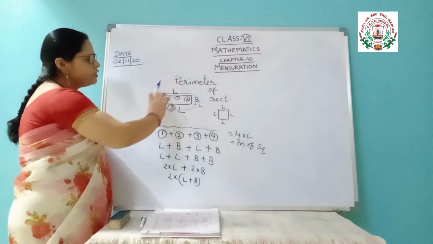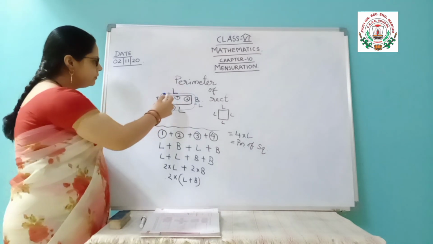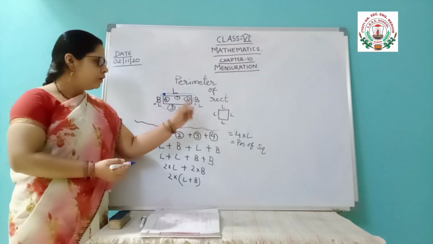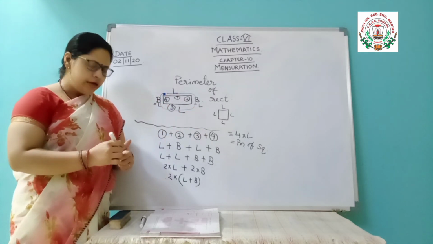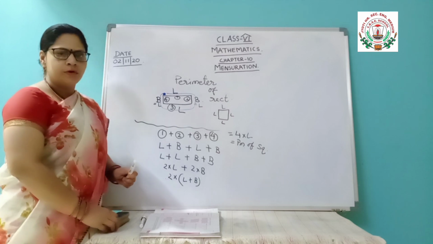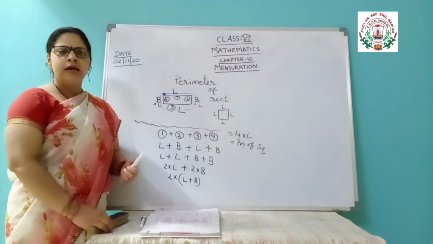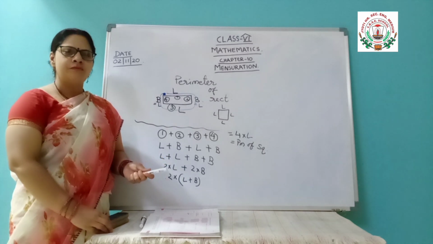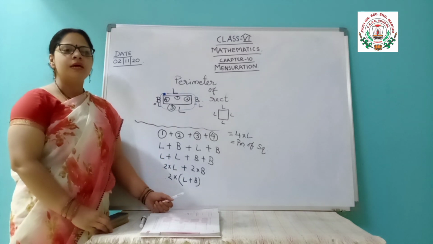That is the definition of perimeter. This is clear? So it is not only for a rectangle or square. It can be used for any type of figure. It can be a triangle, hexagon, pentagon, or any irregular figure also. Now what is the meaning of irregular?